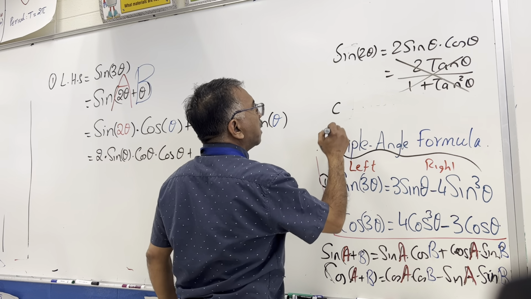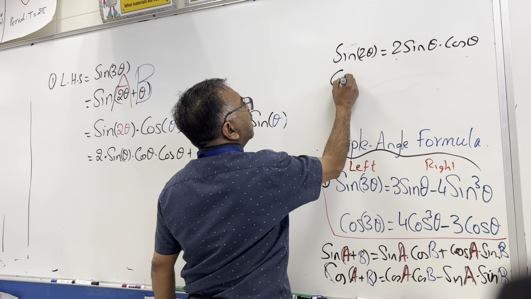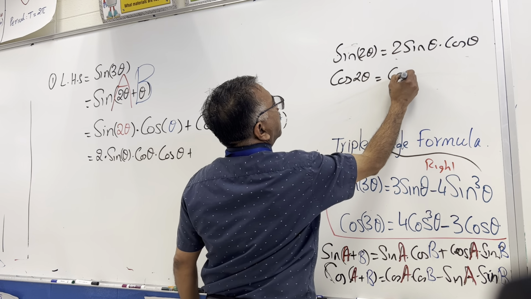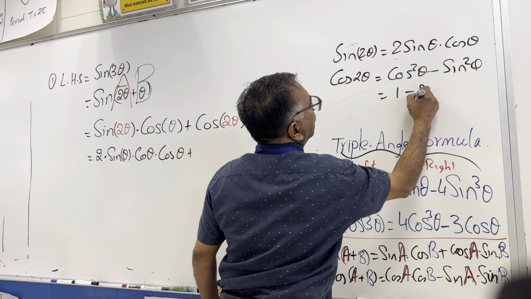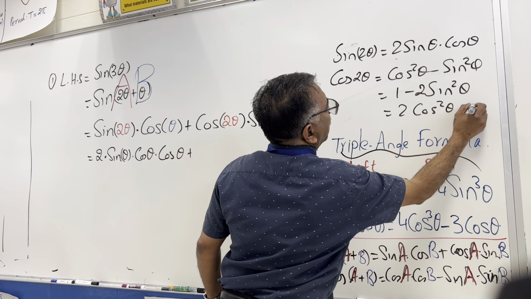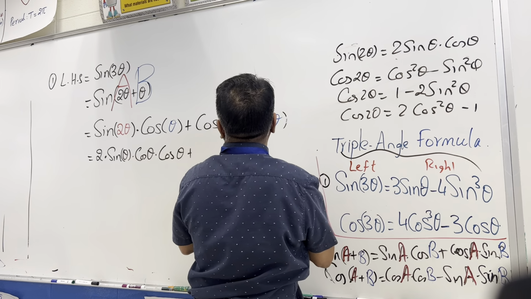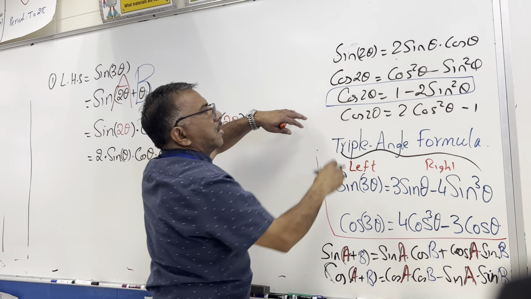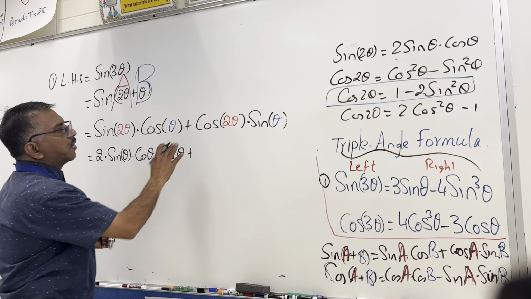Now for cosine, again there are 3 formulas. Cosine 2 theta is cosine squared theta minus sine squared theta. It is also 1 minus 2 sine squared theta, and it is also 2 cos squared theta minus 1. So cosine 2 theta, we have 3 of them. The one that we are going to use is this one, because we want everything in sine. So let's replace this.